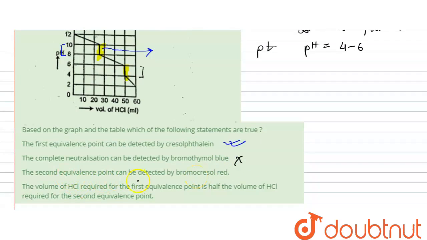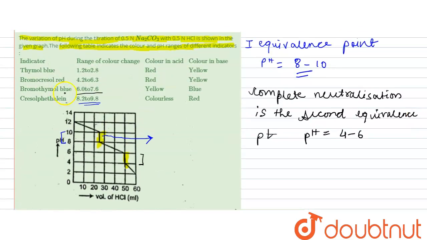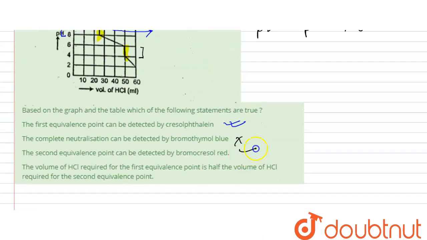The complete neutralization cannot be detected by Bromothymol blue. Now the second equivalence point can be detected by Bromocresol red. Let's see. Bromocresol red has the pH range of 4.2 to 6.3, which is in the pH range of the second equivalence point. Hence you can say that Bromocresol red can detect the second equivalence point, right?